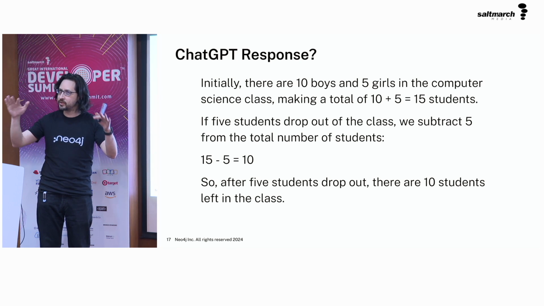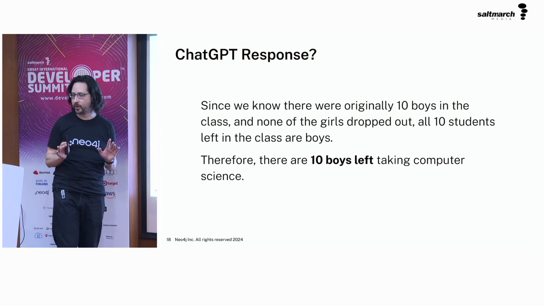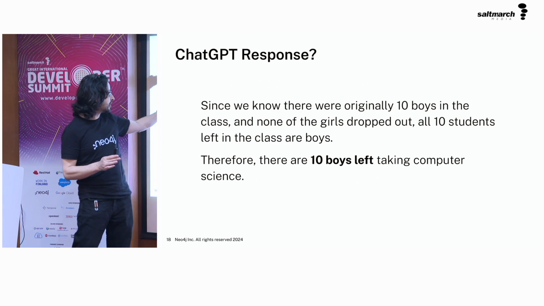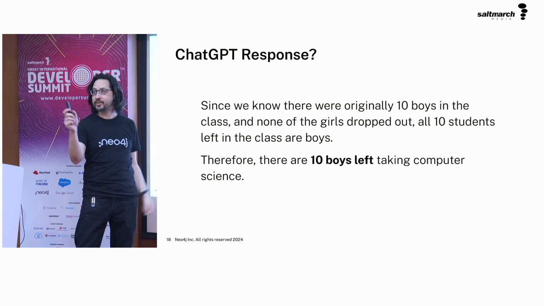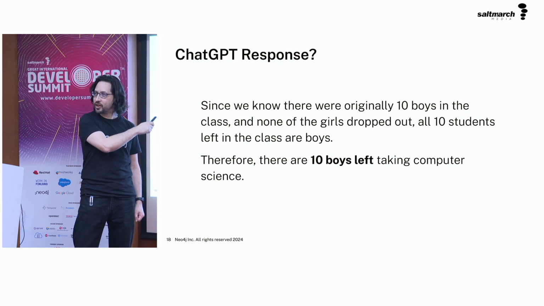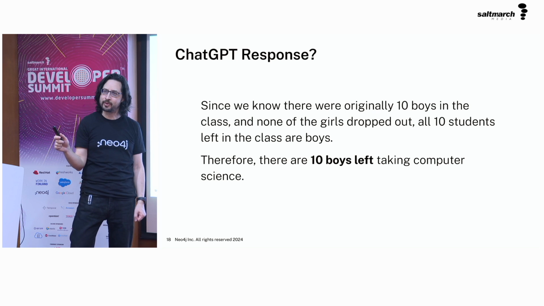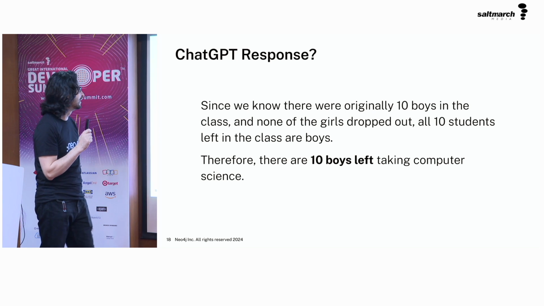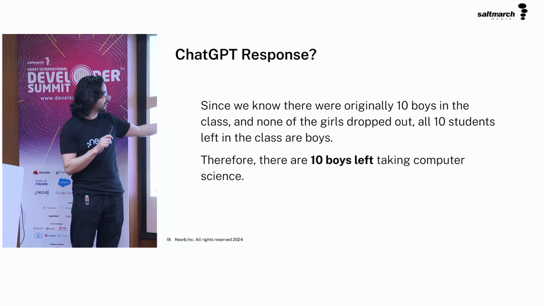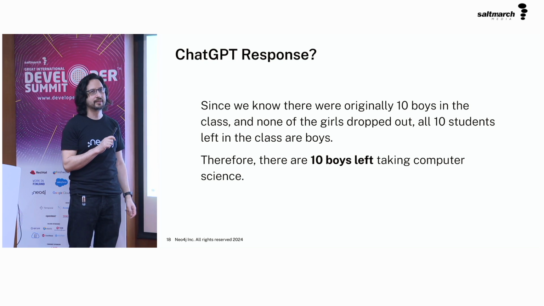Okay, so we know there are 10 students. How many boys was the question? Since we know there are originally 10 boys in the class and none of the girls dropped out. Good. Okay, so the bias was fixed. They'd actually done a good job with the retraining. Bias. Because the girls never drop out. Okay, all 10 students left in the class are boys, therefore there are 10 boys.